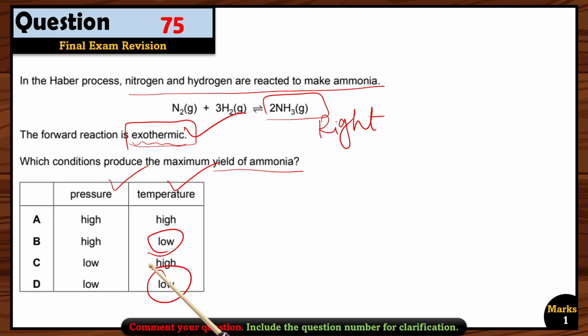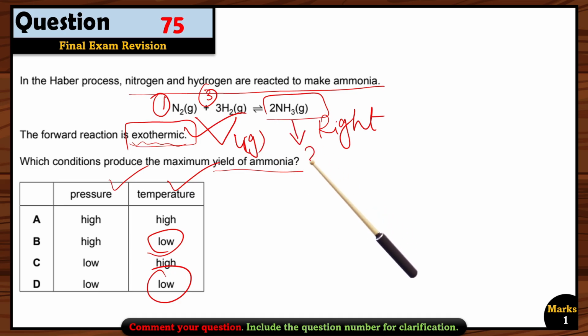Now let's see the pressure. The number of moles will decide the pressure. How many moles of nitrogen do we have here? 1. And 3 moles of hydrogen. So in total we have 4 moles of gas in the reactant, and in the product we have just 2 moles. So which one is less?